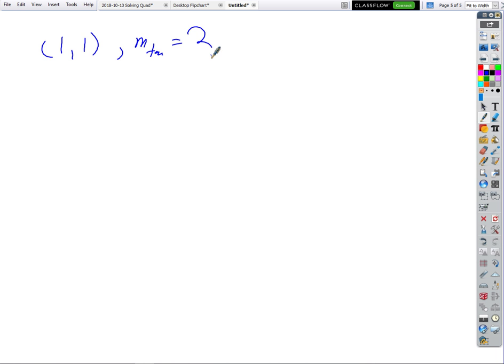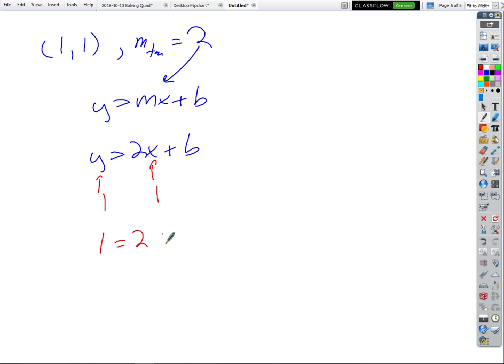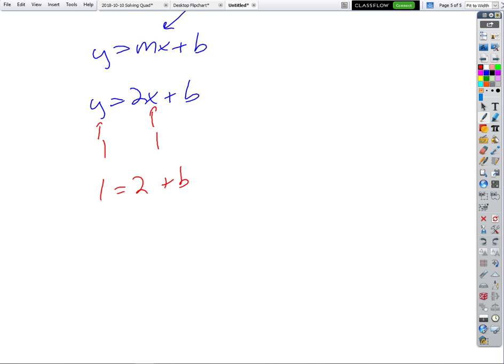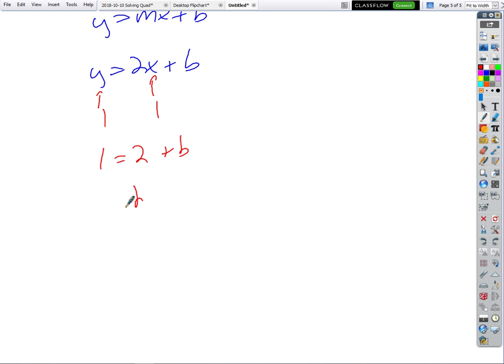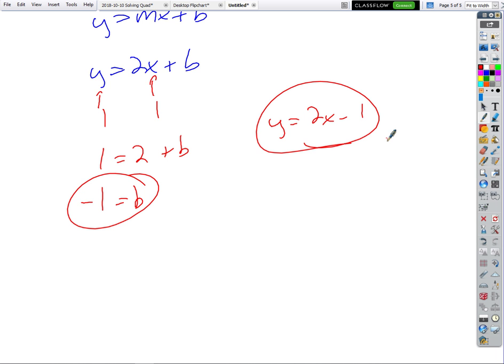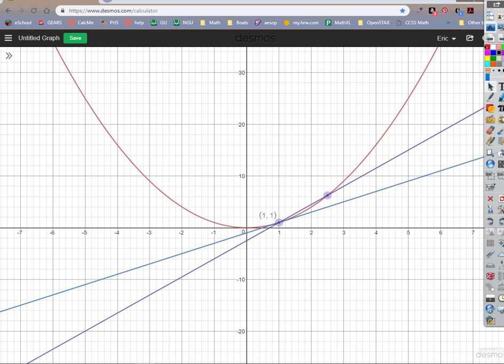This is pretty easy stuff, right? Then we just say y equals mx plus b, we can plug in m. So y equals 2x plus b, we'll use the solution x is 1, y is 1, to solve for b. So what's b? Negative 1. So if b is negative 1 and m is 2, y equals 2x minus 1 is the equation of the tangent line, and there it is. What do you know? Where's that crossing? At negative 1, right there.